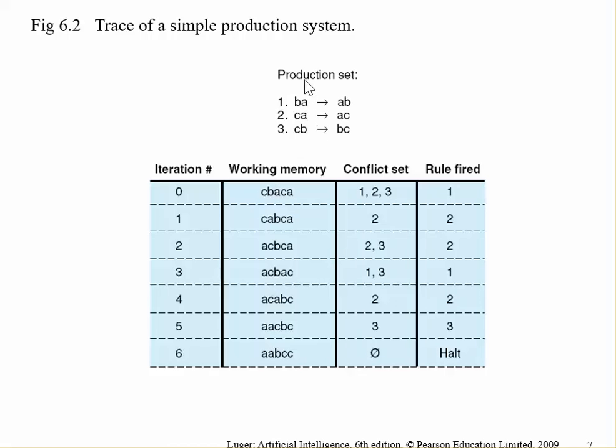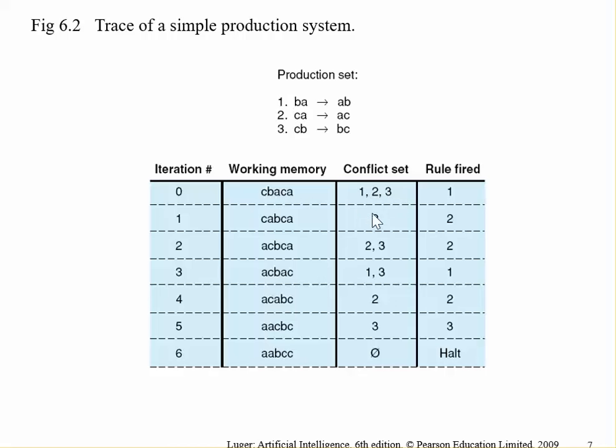Again, we need to have a procedure for how this is going to be implemented. One way is to go through the rules in the order in which they are stored in the system. So let's go from 1, 2, and 3 and see if they are there. Is there a BA in the string? I see a BA, so we add rule 1 into the conflict set. The conflict set is the rules that will be matched by whatever information we have in the working memory that matches the condition. So BA is there, so 1 is there. Now CA, we see a CA there, so we add 2, and CB is there, 3.